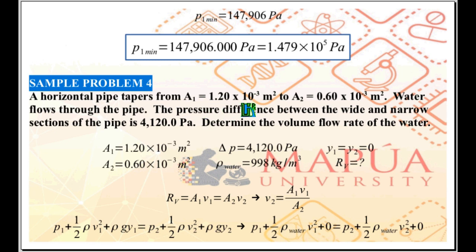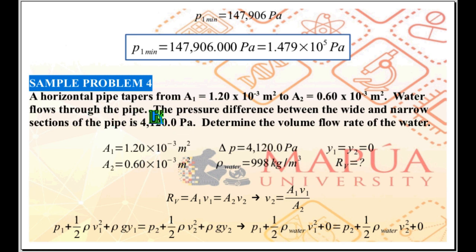A1 is given, 1.2 times 10 to the negative 3 meters squared. The same goes for A2, 0.60 times 10 to the negative 3 meter squared. The pressure difference at these two areas, delta P, is given to be 4,120 pascals. Water is the fluid in question. Water is flowing through the pipe. We know the volume density of water to be 998 kilogram per cubic meter.